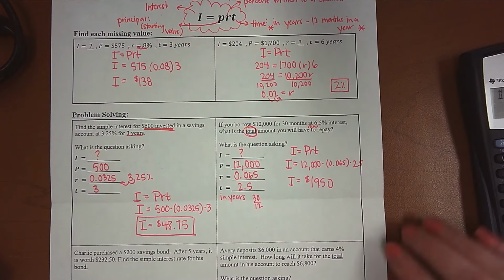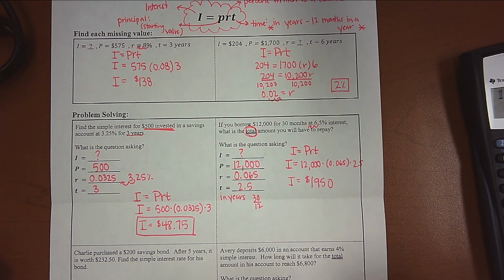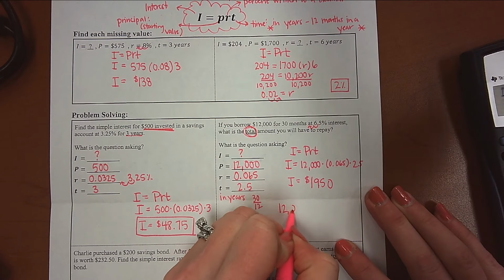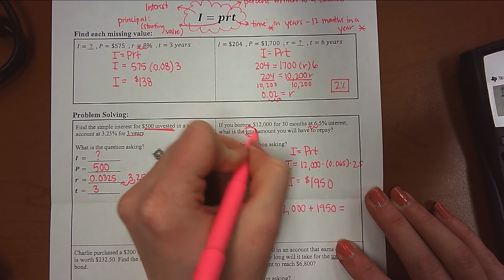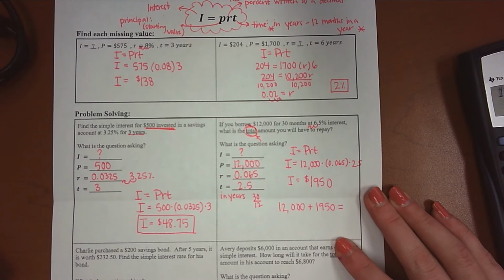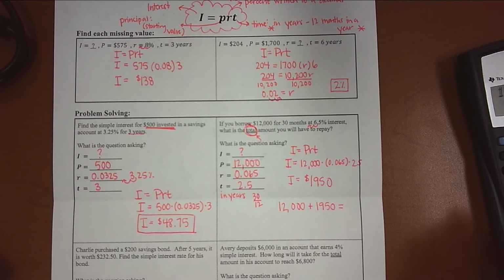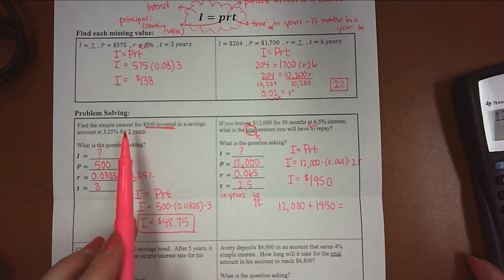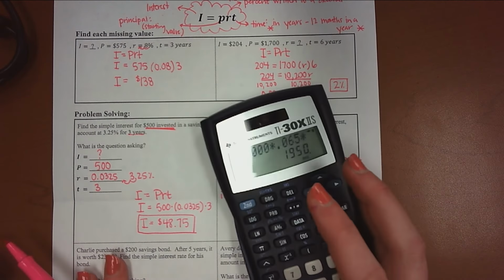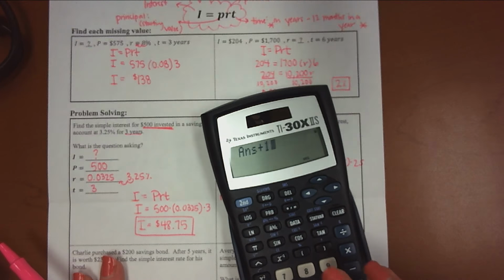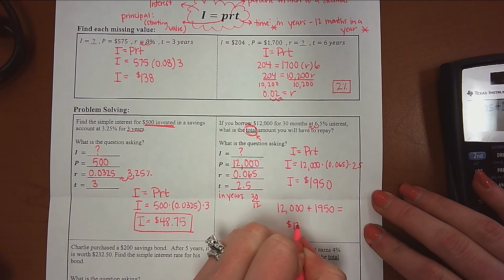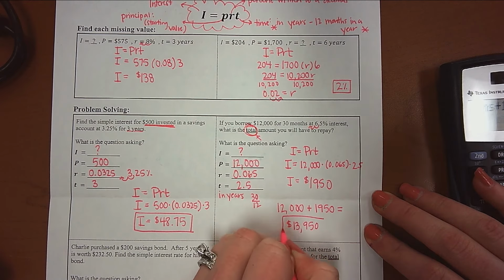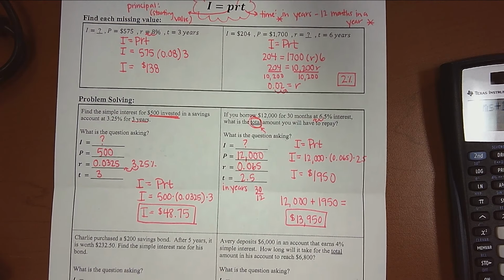$1,950. However, I not only have to pay my interest, which is the fee for borrowing the money, but I also have to pay the money that I borrowed to start with, which is $12,000. So I'm going to do $12,000 plus $1,950 to get the total amount that we have to repay, which is different than just finding simple interest. This is asking for the total amount that we repay. So 1,950 plus 12,000 gives us $13,950 as our total amount.